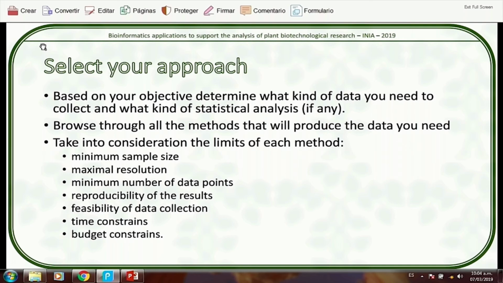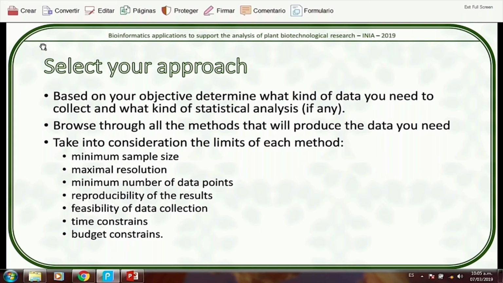Minimum sample size, and this also goes for statistical analysis. If you're going to do a statistical analysis after that, you need to consider what parameters are the minimum necessary to have a successful or informative minimum sample size, the maximum resolution of the machines that you're going to use, and the minimum number of data points that you will need to actually find a correlation, or to actually find a significant value. You need to make sure that your results are reproducible.